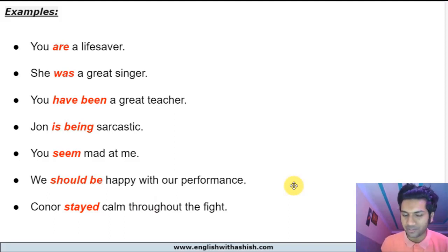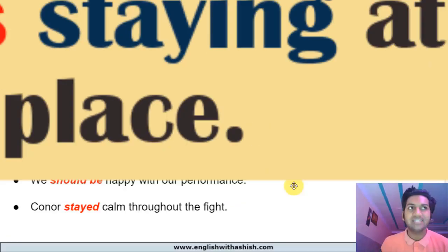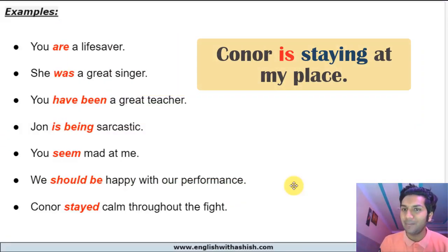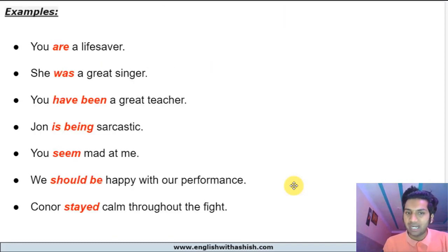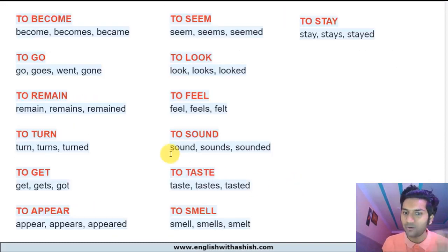Stay is one of the linking verbs that can function as an action verb. You can say Connor is staying at my place. Connor is staying. He is living at my place, right? In that context, it's an action verb. So you have to understand some of these verbs function as action verbs as well. For example, go. Go can function as an action verb, right? He's going to his place. He went to Mumbai last night, right?